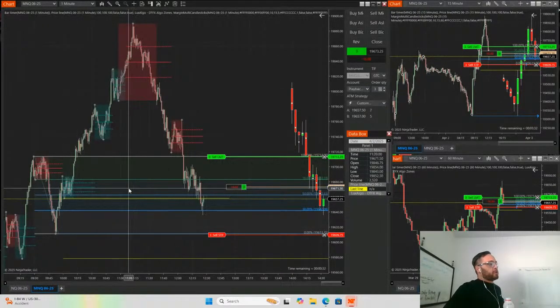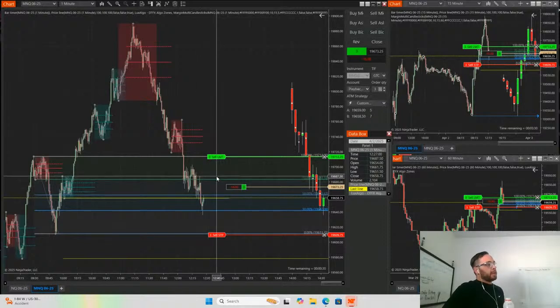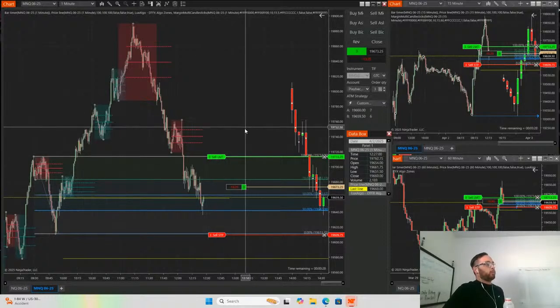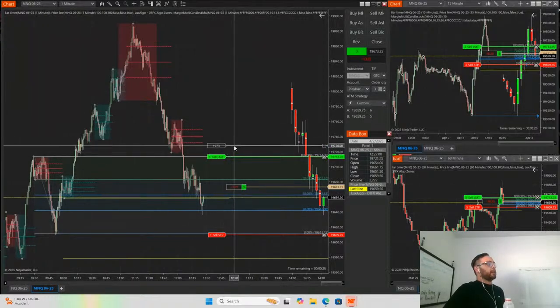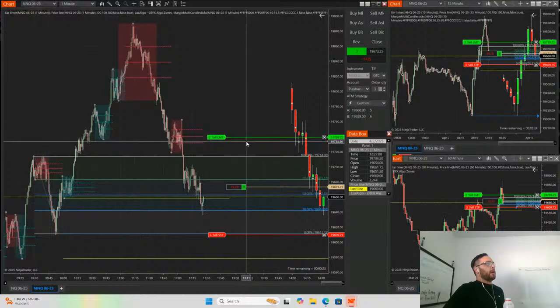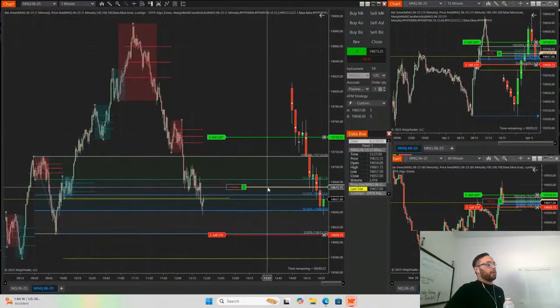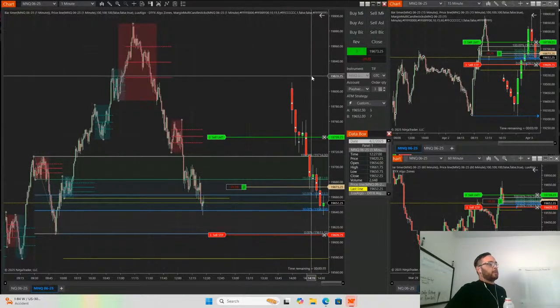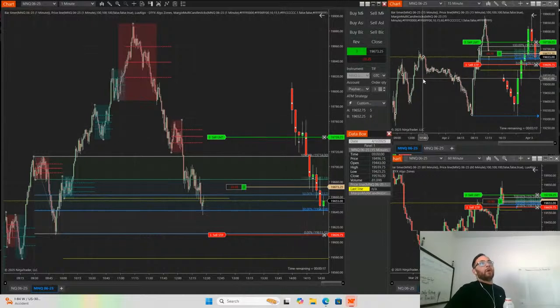Now, from a structure standpoint, we need to get above this high, and then we can be off to the races here. I'm going to move this up, not saying it's going to go there, but if it does decide to jump, it could give me a big jump, but I don't know. Right now, we're on an hourly. This is an hourly. This is your 15.